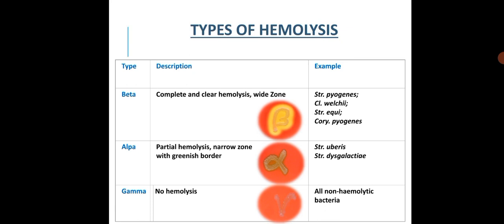There are three types of hemolysis produced by various bacteria. First is beta hemolysis, where there is complete and clear hemolysis producing a white zone. The examples of bacteria producing such hemolysis are Streptococcus pyogenes, Clostridium perfringens, Streptococcus equi, and Corynebacterium pyogenes. Alpha hemolysis, where there is partial hemolysis and a narrow zone with greenish border is observed. Organisms producing such hemolysis are Streptococcus uberis and Streptococcus dysgalactiae. Gamma hemolysis, where there is no hemolysis, and all non-hemolytic bacteria produce such type of gamma hemolysis.